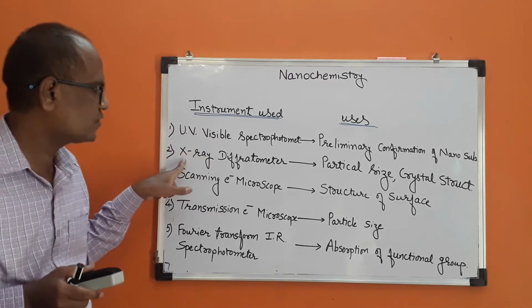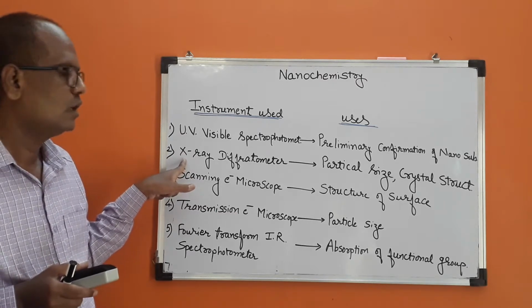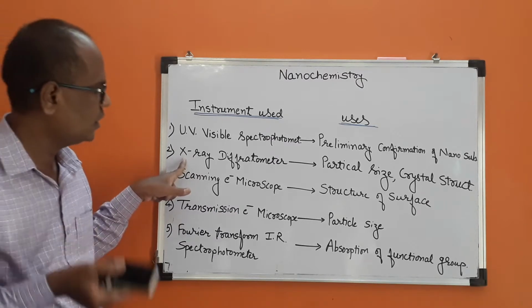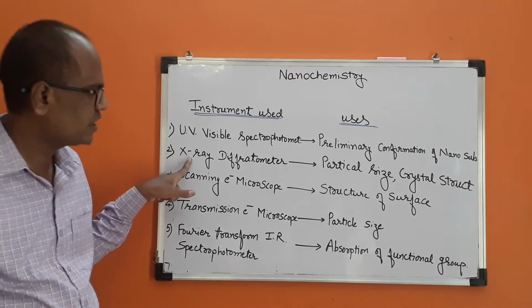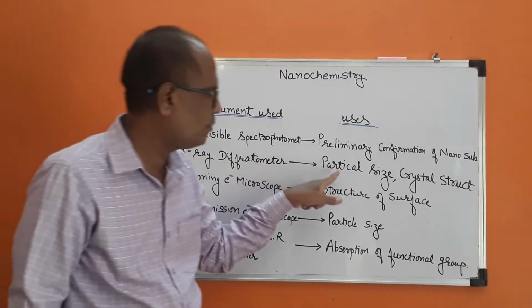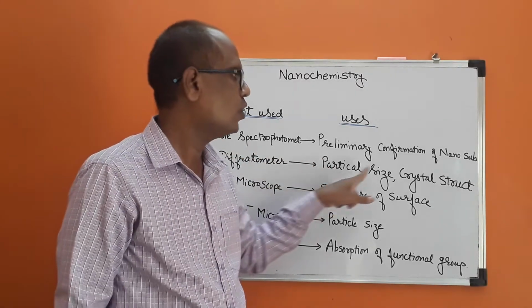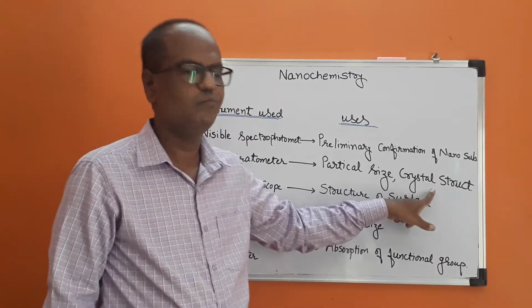After that, X-ray diffraction method or X-ray diffractometer. This method is used to detect the particle size of the nanomaterial or the crystal structure of the nanomaterial, right?